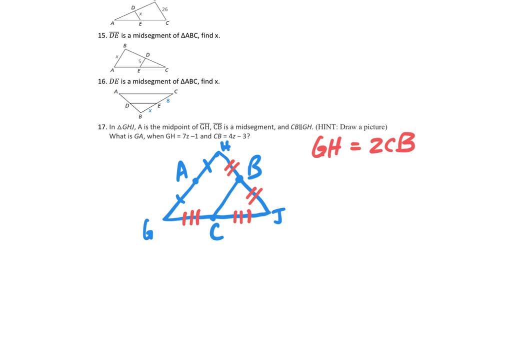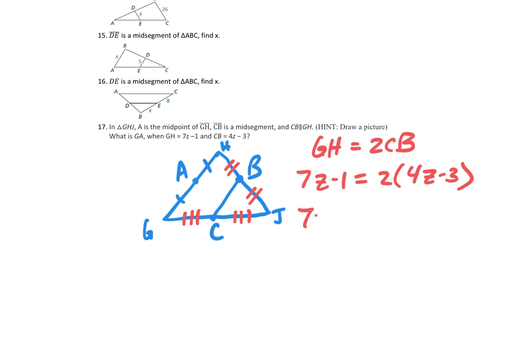And the reason why that's important is because they give me an expression for GH and they give me an expression for CB. So we're going to take these two expressions and we're going to plug them in for GH and CB. Okay, so it's just some algebra here. So GH is really 7z minus 1. CB is 4z minus 3. Parentheses are a really big deal here. If we forget parentheses, we're going to forget to distribute that 2. We've got to take 2 times the whole thing.